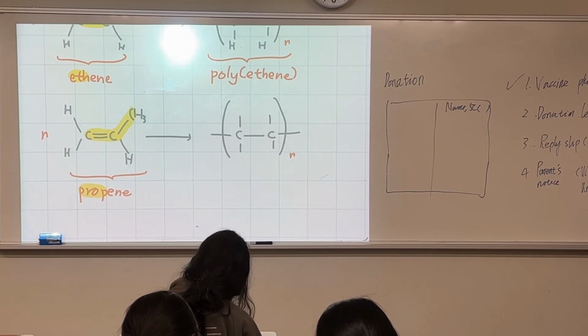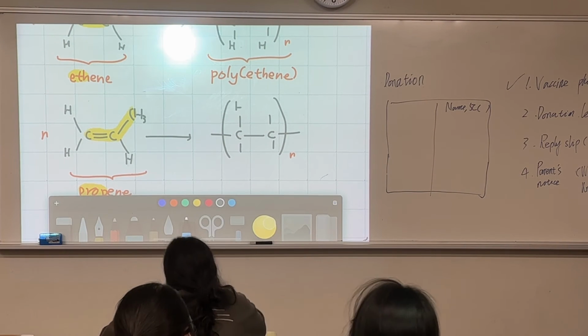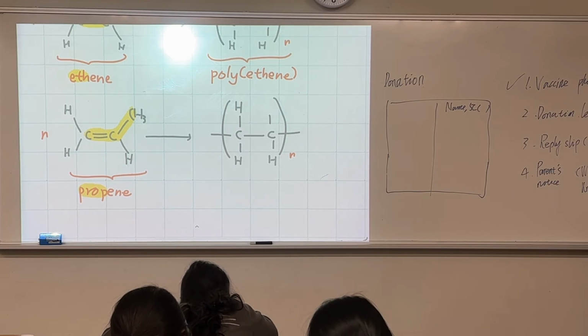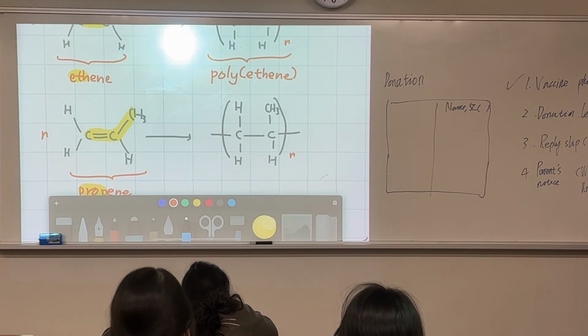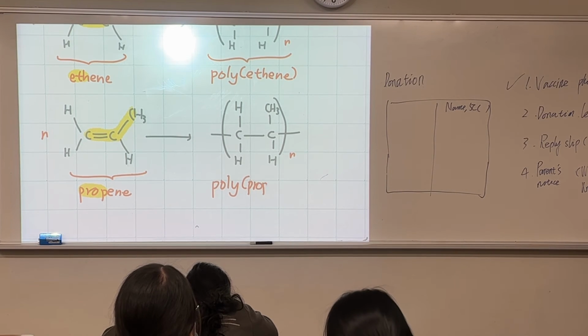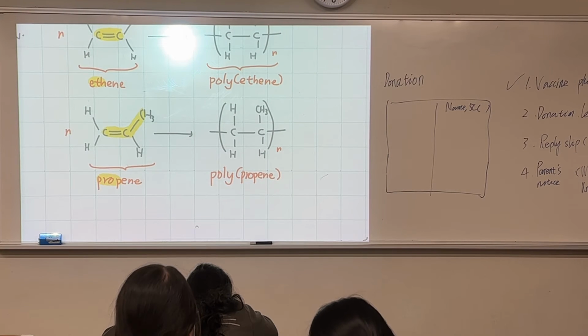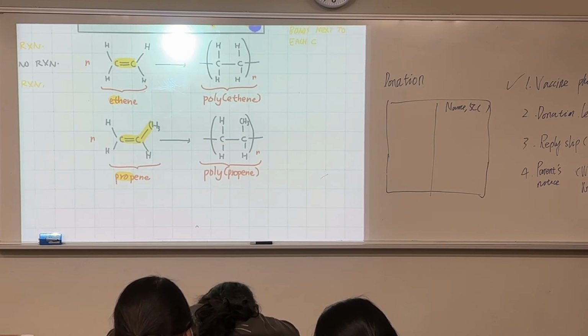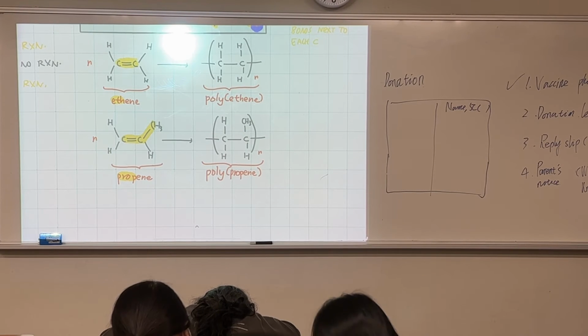Okay, so let's check the answer. We'll have H, and CH3. What is the name of this polymer? Poly bracket propene. Okay, yeah, I know you don't have to tell me the bracket in your answer, but write it in your answer. Polypropene. So that's the polymer. Now let's take the question up a notch.